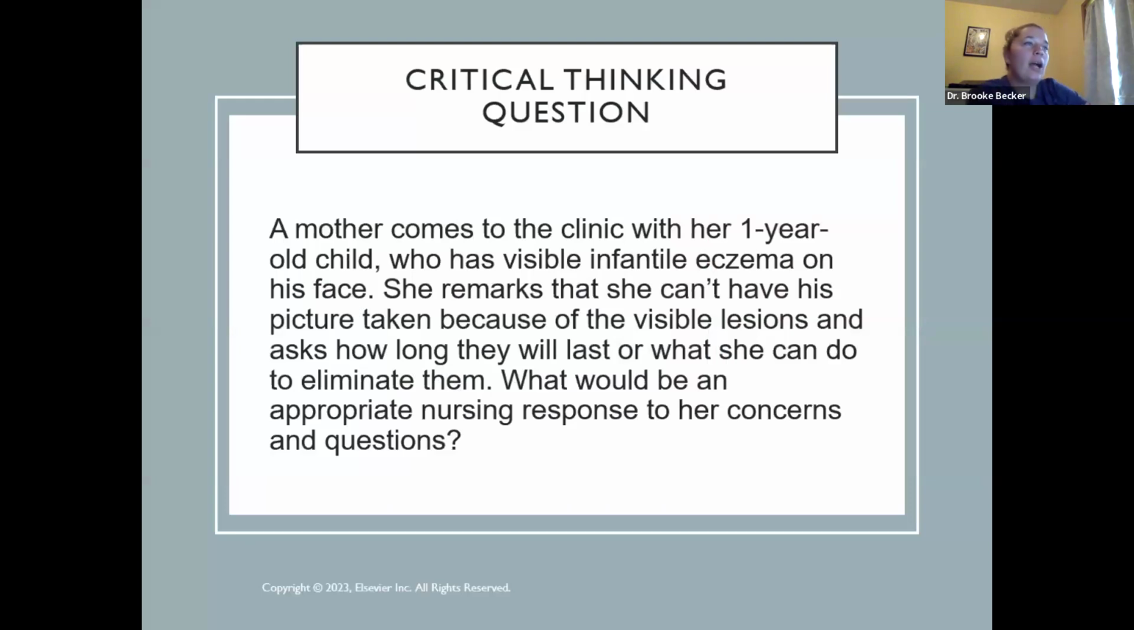All right. Mother comes into the clinic with her 1-year-old who has visible infantile eczema on his face. She remarks she can't have his pictures taken because of the visible lesions and asks how long they will last or what she can do to get rid of them. What would be your response?